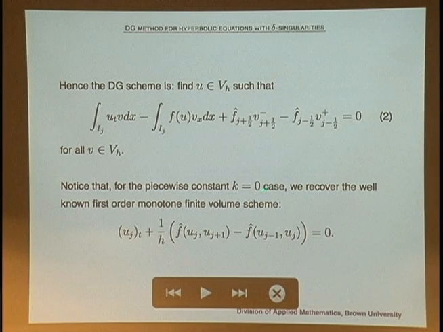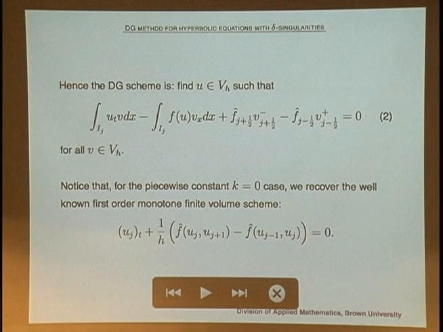In particular, for the simplest k equals 0 case, which means piecewise constant, the scheme degenerates to this. This is the well-known first-order monotone scheme, which has a lot of good mathematical properties. For example, it is stable, satisfies the maximum principle, it is total variation diminishing, it is convergent, the convergence rate is at least 1/2 order, and so on. So every nice thing you can talk about, you have it for this scheme.